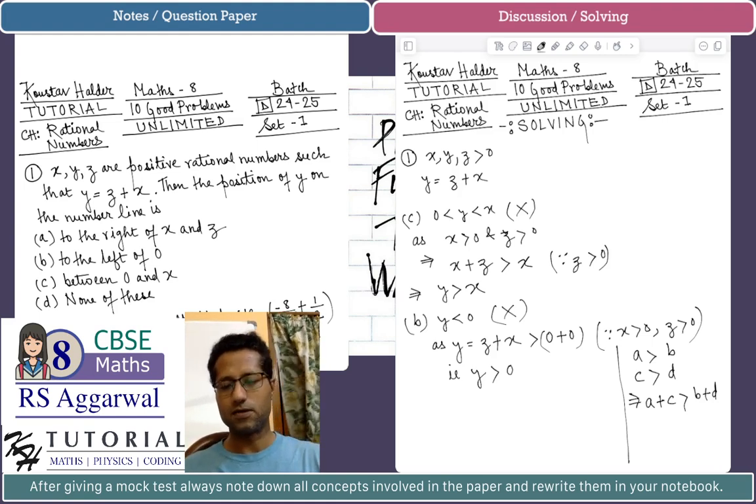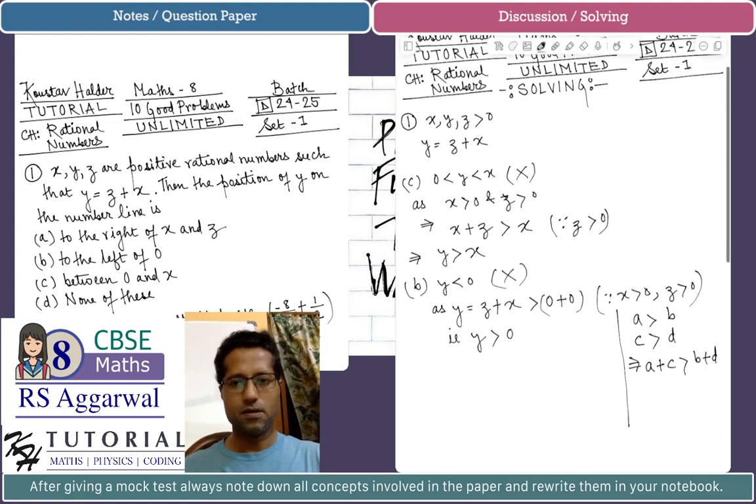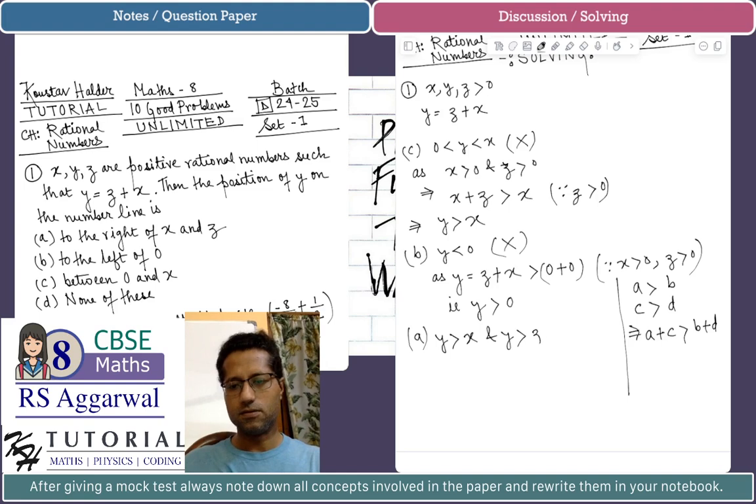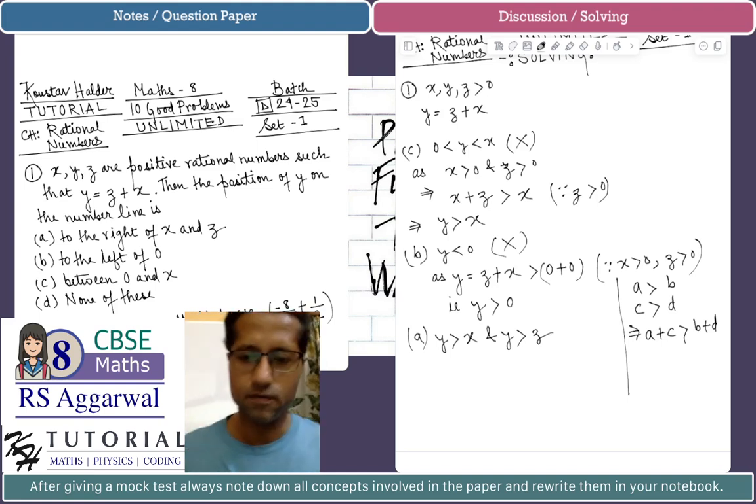So this means y has to lie to the right hand side of 0 on the number line. So B is false. A is false, B is false. Now none of this. D, we cannot yet decide about D until we see what is A. So what is A saying? To the right of x and z, meaning it is saying that y will be greater than x and y greater than z. Let us see whether this is true or not.